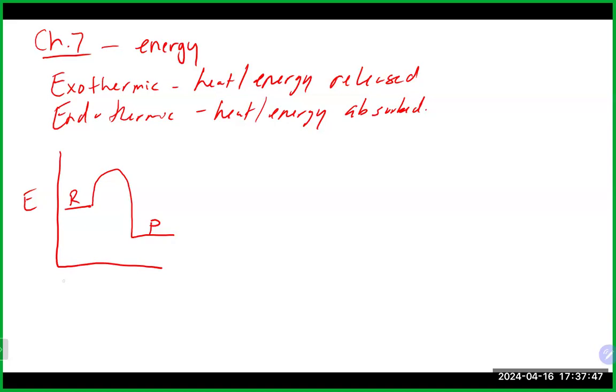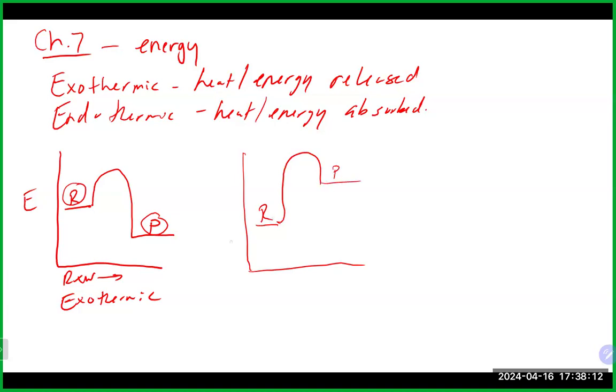This would be an exothermic reaction. Again, reactants are higher in energy than products. In order to get there to the products, energy has to be given off overall. We also saw our endothermic, which looks a little bit different. Our products. Here, this would be again our endothermic reaction. Reactants are lower in energy than our products. So again, in order to get there, energy has to be put in.